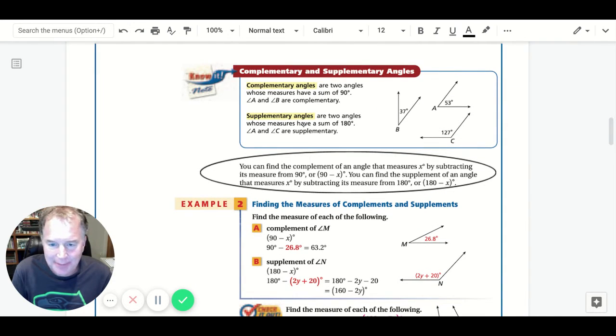Supplementary angles, same idea, but this time it's 180. If two angles add to 180, then they are supplementary. So they're supplements if they add to 180. So again, 1 and 179, 10 and 170, 90 and 90. They're supplements if they add to 180.